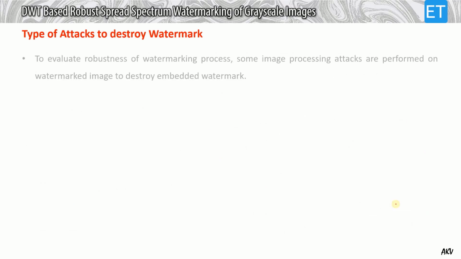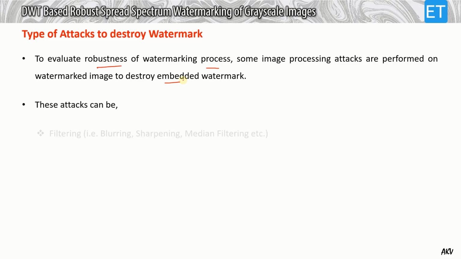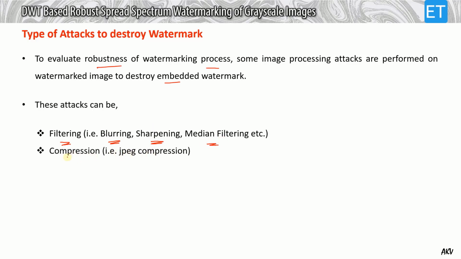And now let's see the different types of attacks to destroy the watermark. To evaluate the robustness of the watermarking process, some image processing attacks are performed on the watermark image to destroy the embedded watermark. So let's see what those attacks are. The first one is filtering of the watermark image. You can make it blur by averaging filter, you can make it sharp, you can go for median filtering, etc. And the second is compression, that is quite common.